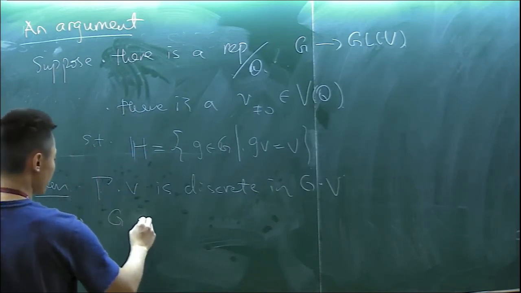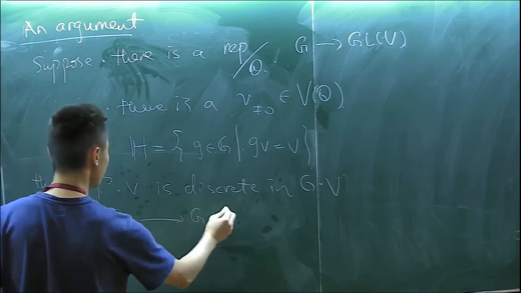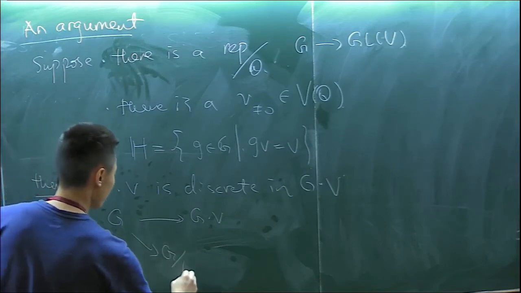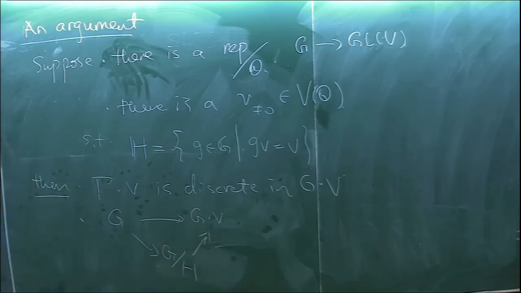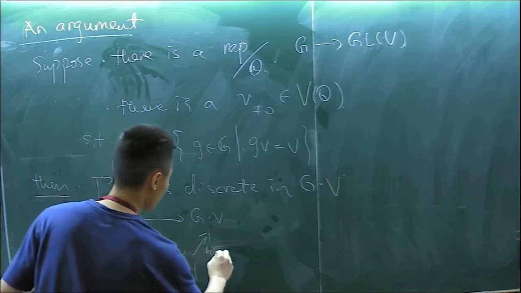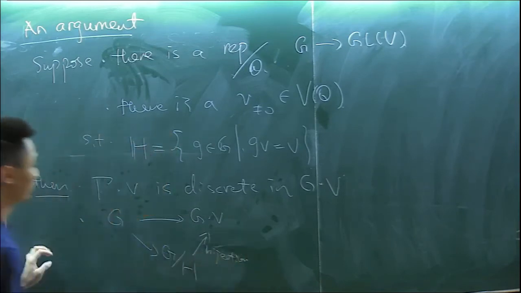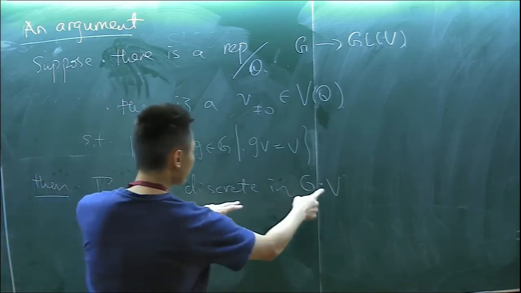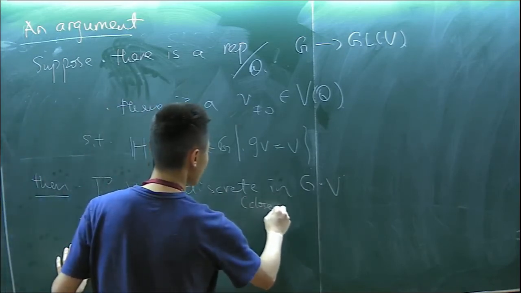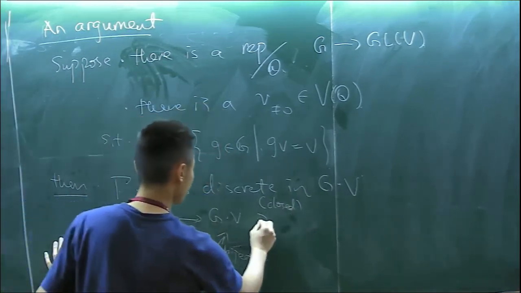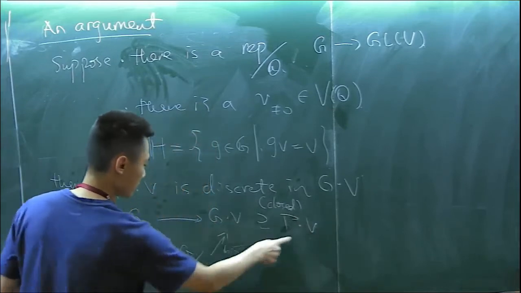Look at the map from G to G mod V. So G goes to G acting on V. This will factor through G mod H. There's a slight inaccuracy here, but you might assume this map is a bijection without loss of generality. And this is also continuous. So this is discrete and hence closed inside G mod V. And you look at the pre-image of gamma V back to here. So this is a closed pre-image.